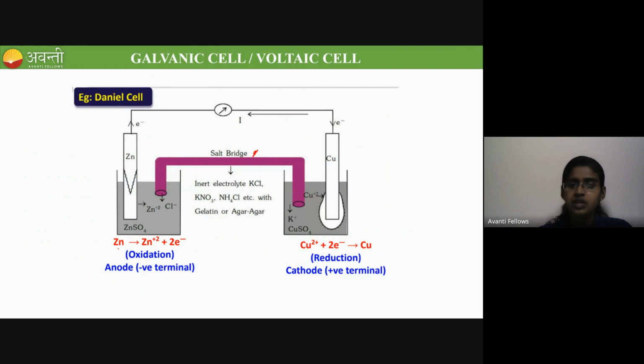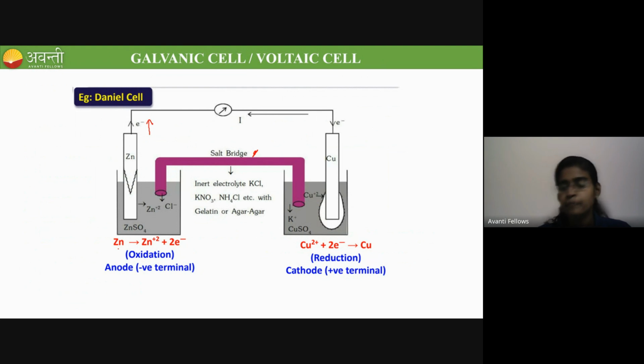Oxidation always occurs at the anode, and reduction always occurs at the cathode. The flow of electrons is from zinc to copper. Current is flowing in the opposite direction, from copper to zinc. The flow of current will always be opposite in direction to the flow of electrons, right? So at the anode we have oxidation, and at the cathode reduction occurs.